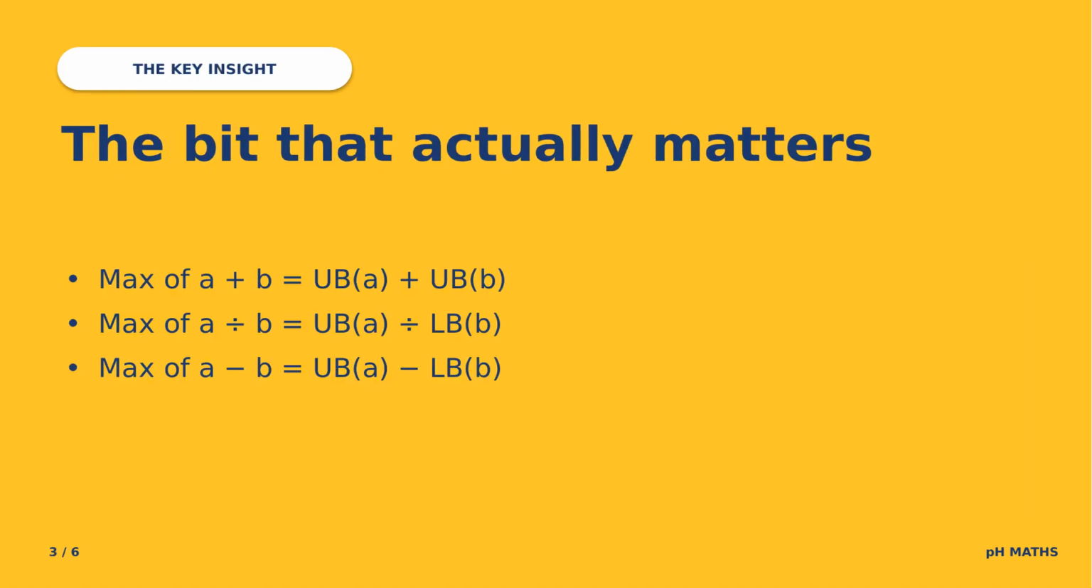Key insight. To maximize a plus b, use upper bounds for both. To maximize a minus b, use the upper bound for a and the lower bound for b, because you want the biggest thing on top and the smallest thing being subtracted. To maximize a divided by b, upper bound for a, lower bound for b, i.e. big top, small bottom. Same logic for minimum, all reversed.